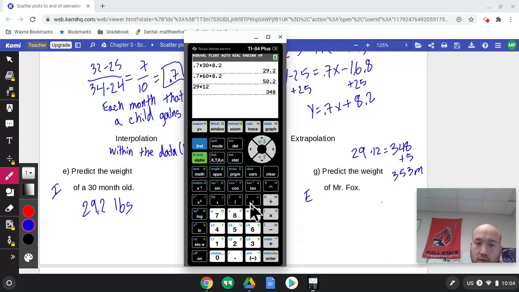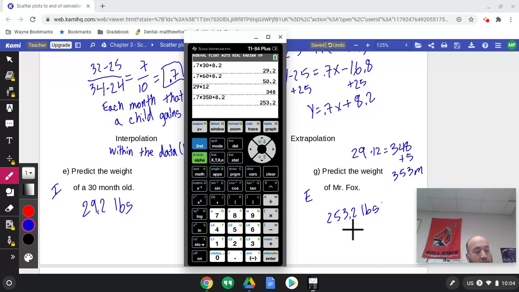Now, we'll go ahead and get back to that. So I need to do 0.7 times 350 plus 8.2. And according to this, I weigh 253.2 pounds. So as we can see, it breaks down. It's not always the case. It's possible that someone my age could weigh that much, okay? But hopefully when you guys see me, you don't think I weigh that much.